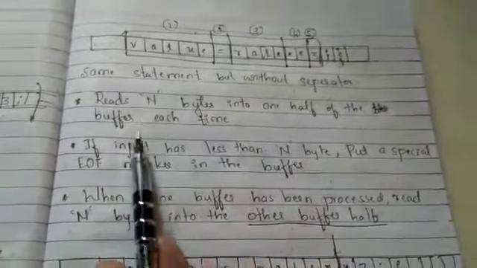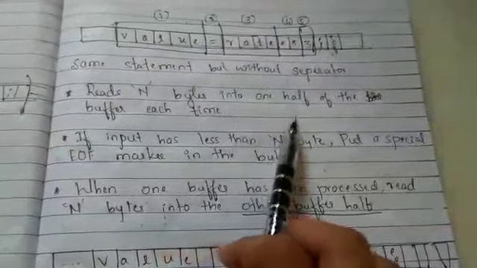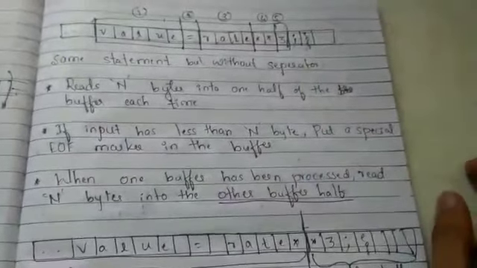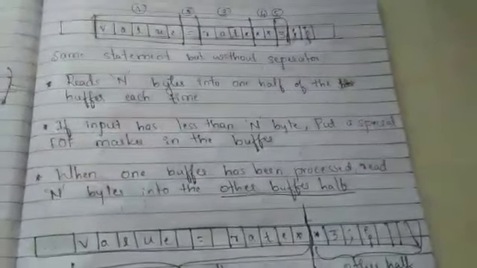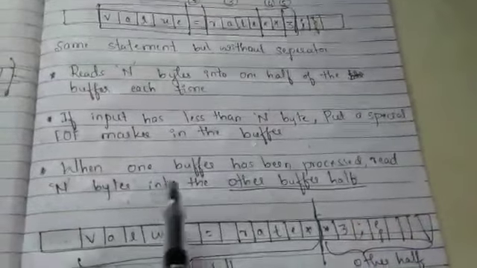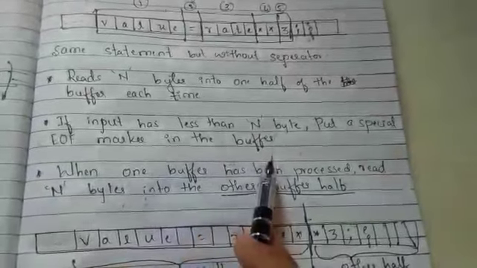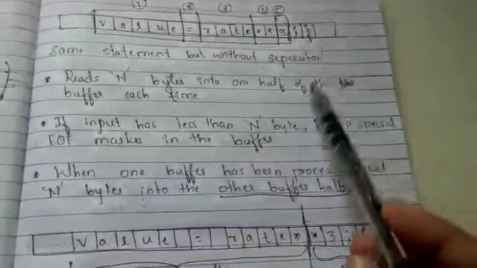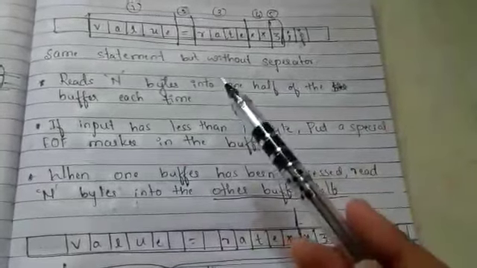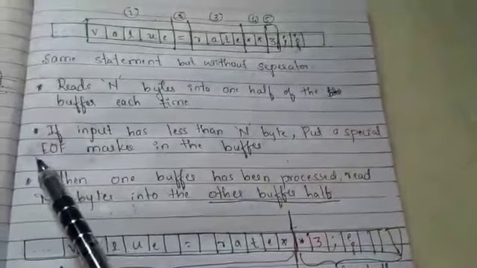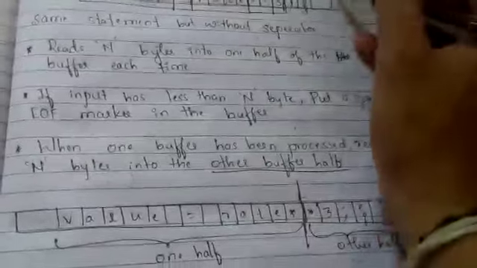Now here, read N bytes into one half of the buffer each time. Means we need to read all the bytes, and they must be stored in one half of the buffer, where I stored all the things into the left buffer. If the input has fewer than N bytes, put a special EOF marker in the buffer. If it is less than N bytes and gets completed within the left half itself, put a special symbol. What did we use here? The EOF marker.